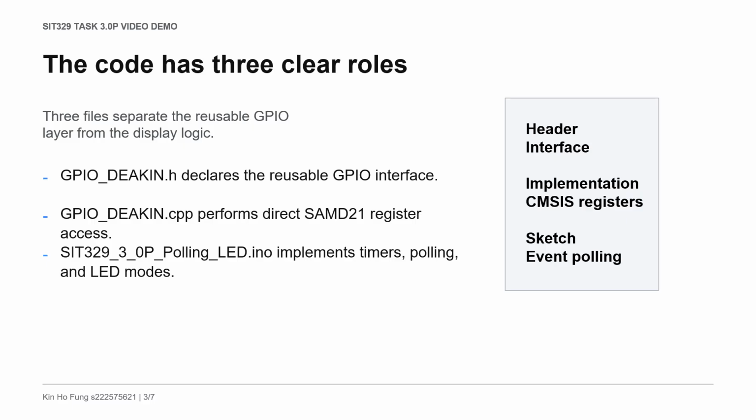The Arduino sketch file contains the application logic. It selects the mode, polls software timers, updates state variables, builds bitmasks, and sends the final pattern to the GPIO class. This separation makes the low-level GPIO code reusable and keeps the display behavior easier to follow.